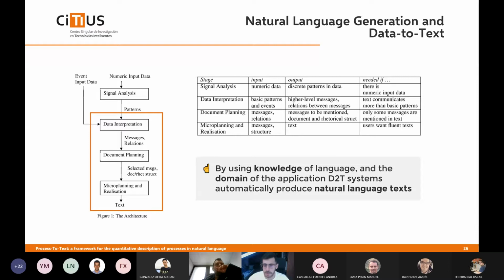However, in the process field, these kinds of systems have only been used to describe process models without taking into account any execution data.